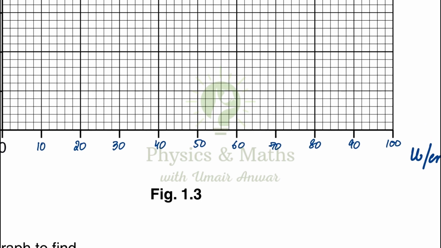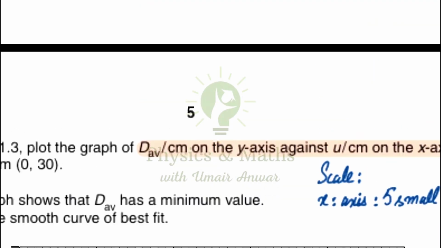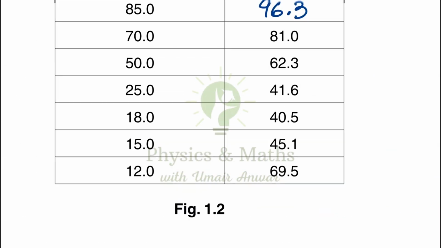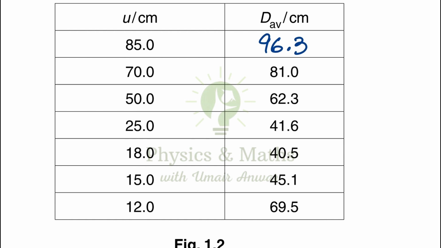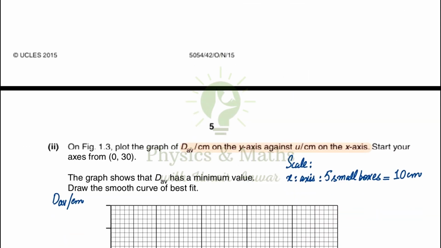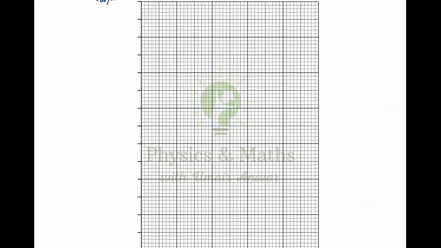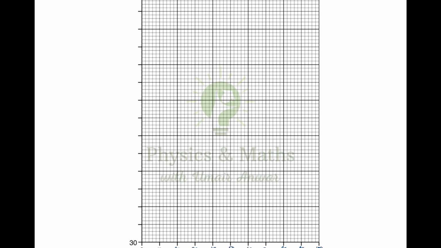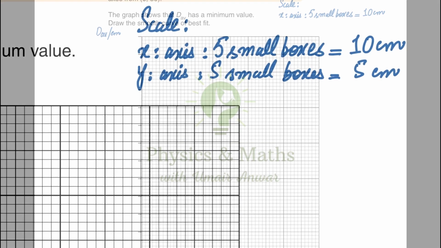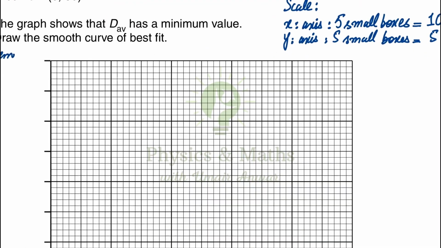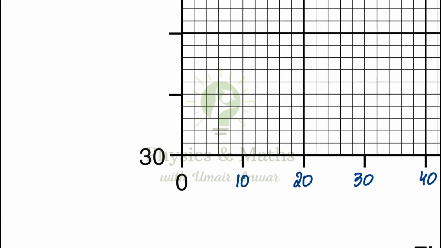So these are the values on the x-axis. Now for y-axis, we can see that the smallest value we have is 40.5 and the largest one we have is 96.3. And on the graph, we have 14 divisions, 5 small boxes on y-axis representing 5 centimeters. So now the values would be marked like this.